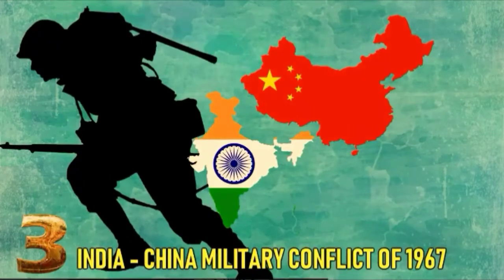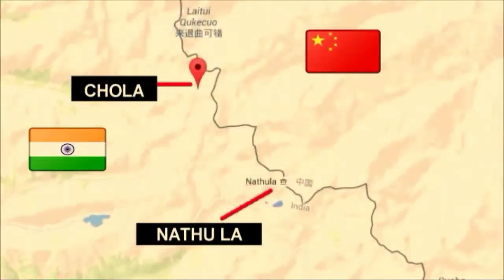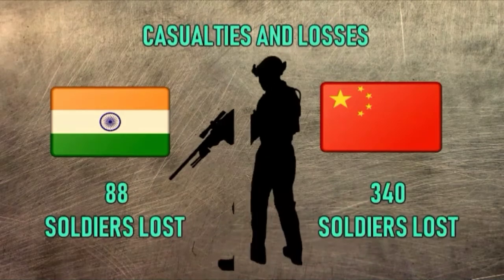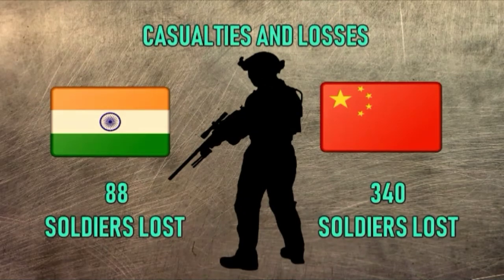Number 3. India-China military conflict of 1967. Well, it was not a war, but a conflict. Conflict location. Nathula and Chola on the border between China and Sikkim. Result, Indian victory. China was pushed back from Sikkim. Casualties and losses. India, 88 soldiers killed. China, 340 soldiers killed.